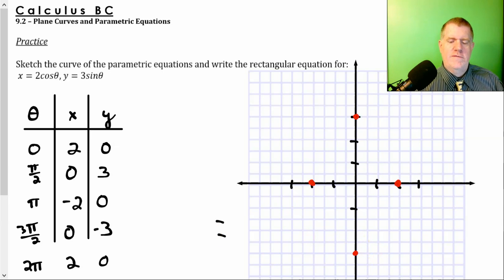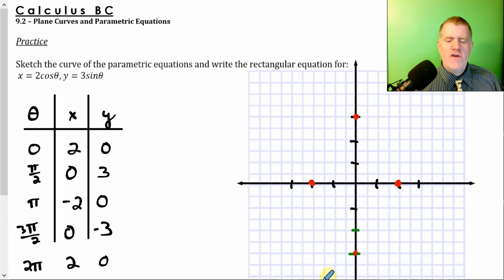Let's get rid of those. Let's fix that. There we go. Oh, it's in green, but it's okay. So what we have is our equation. Now, it's an oval. It's an ellipse.